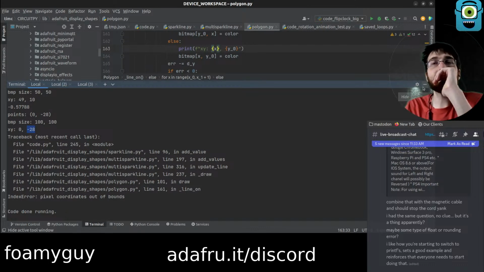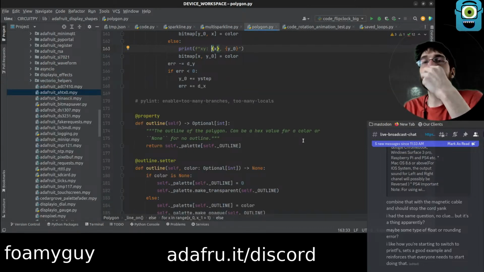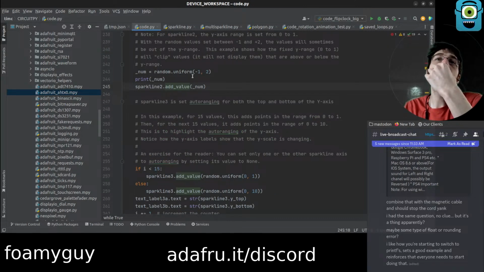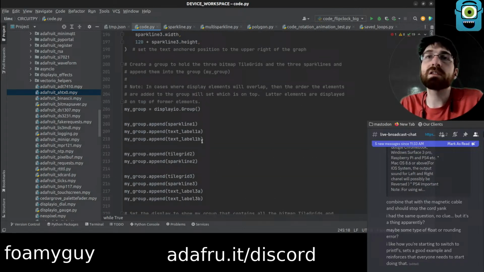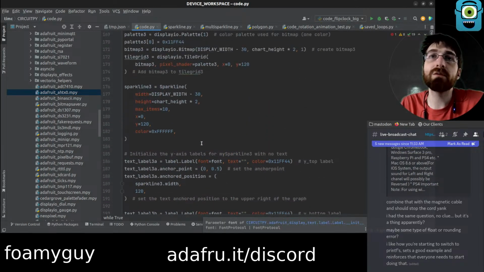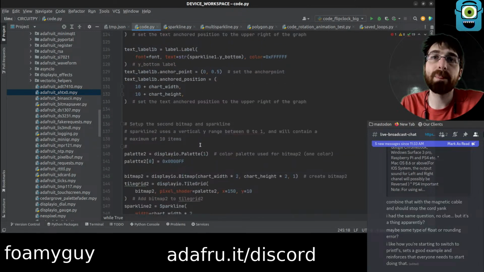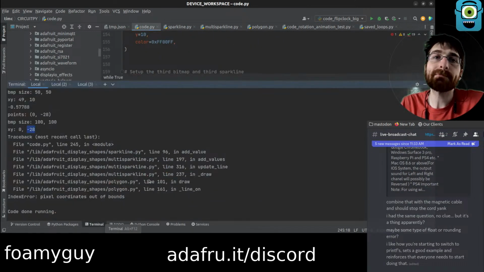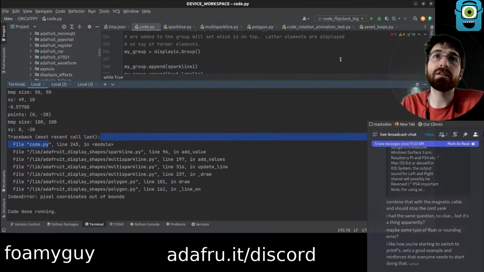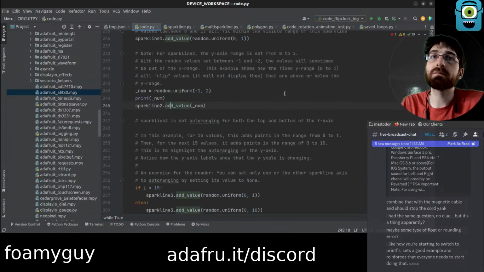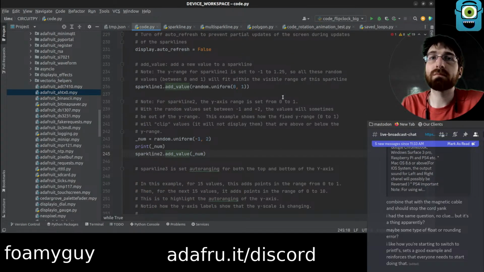So how did we... Why are we getting negatives now? So the... Let's take a step back here. What are our spark lines? Does this always fail on one spark line? No, 245. Spark line 2. Was it always sparkline 2?